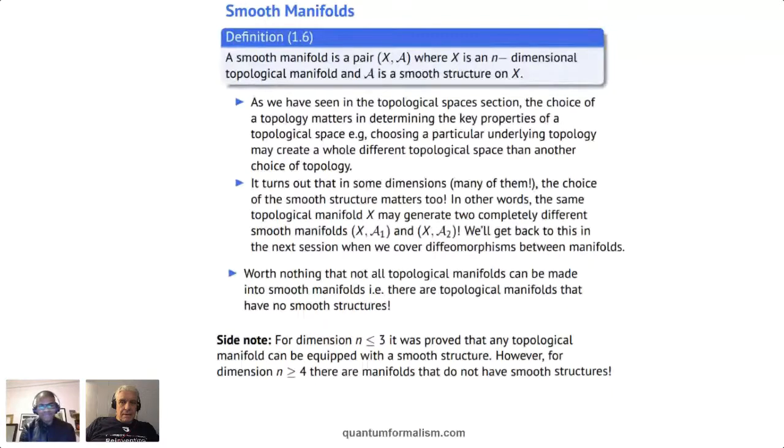So the choice of your smooth structure will matter a lot in some dimensions. We'll come back to that in the next session, when we talk about classification of smooth manifolds, when we cover diffeomorphisms from manifold to manifold. The second part of diffeomorphism: we had the first part, which is diffeomorphism defined only from Rn to Rn. We'll have a more abstract version, from one manifold to another, or from a manifold to itself.